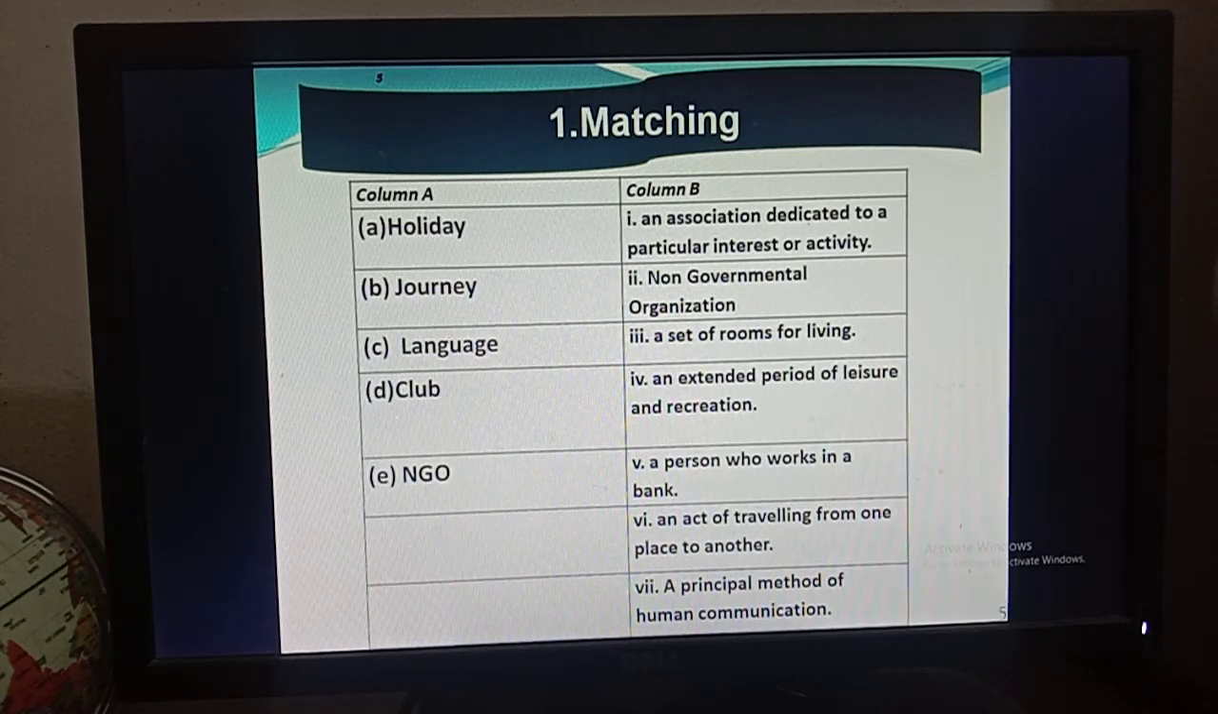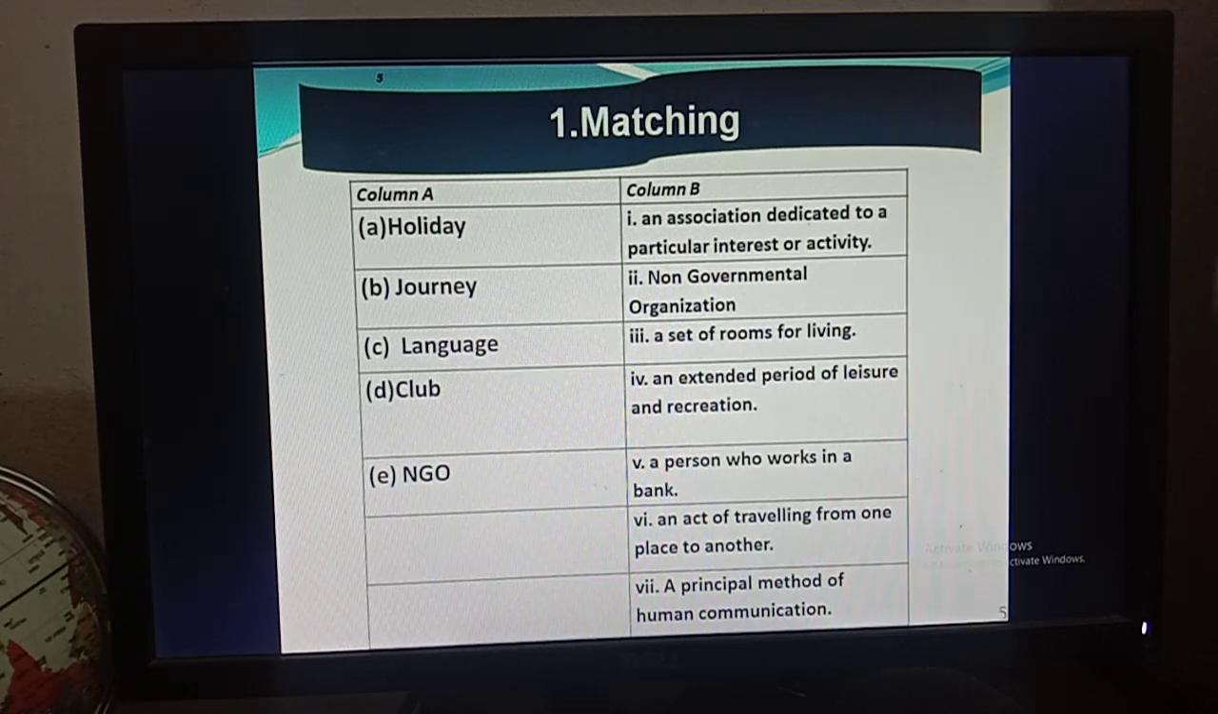Then number 5, a person who works in a bank. Number 6, an act of traveling from one place to another. Number 7, a principal method of human communication. So boys, you will find like me. First of all, you will find out the meaning of number A, that means holiday. I have found it in number 4. Then you will write like me. I will show it to you later. Then number B is journey. Then you will find out the meaning of journey like me.